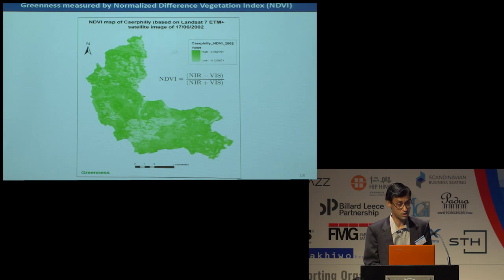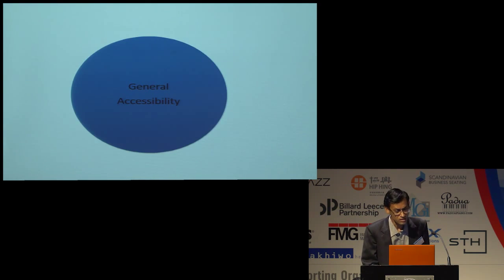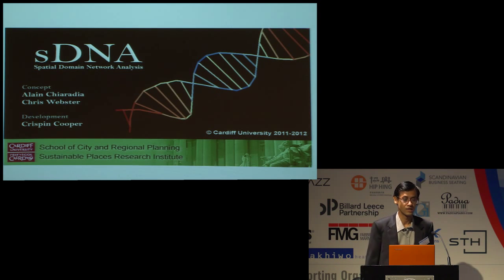NDVI, the normalized difference vegetation index, is a measure of greenness. And of course we have the index of multiple deprivation, which is a standard index used in the UK at the level of lower super output area neighborhoods. For general accessibility, we employ a technique called spatial design network analysis, developed by Cardiff University in collaboration with the Hong Kong Urban Lab as well.